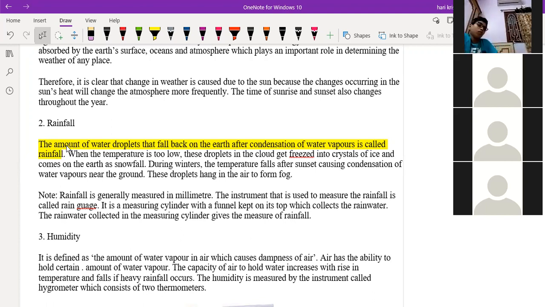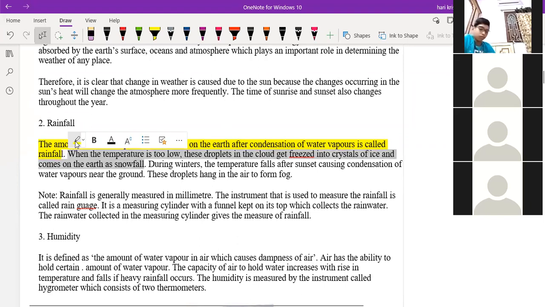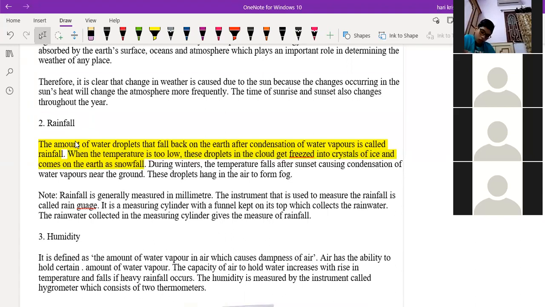Okay. So when the temperature is too low, what will happen? The droplets in the clouds get frozen into crystals of ice, and it will come as snowfall. Yes or no? Yeah, sir. So this will happen continuously in the polar regions, where the temperature is very, very low, like the Alaska region, or the Siberian region in Russia, or Greenland, where the temperature is always low in itself. So yes, always continuously the snow will fall.